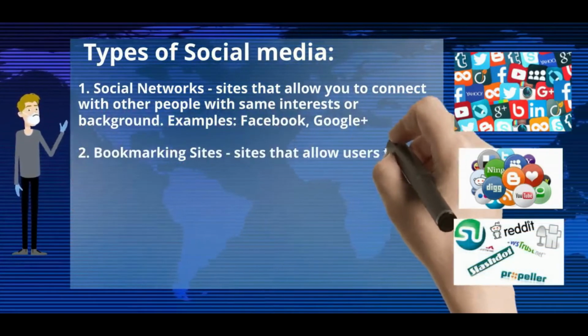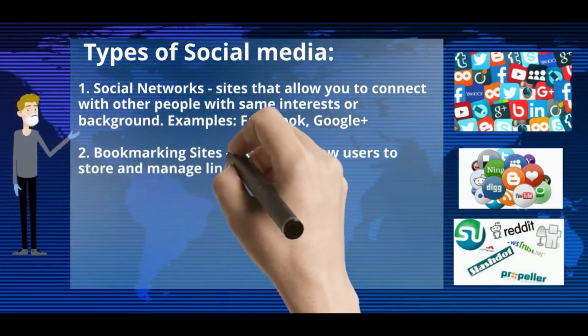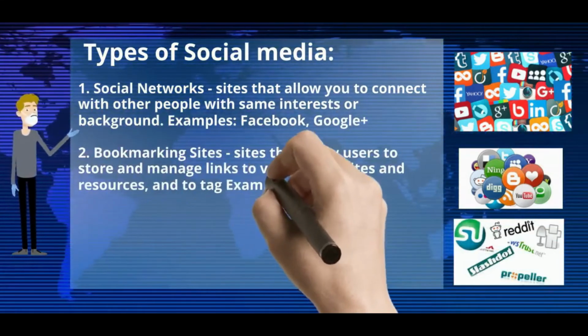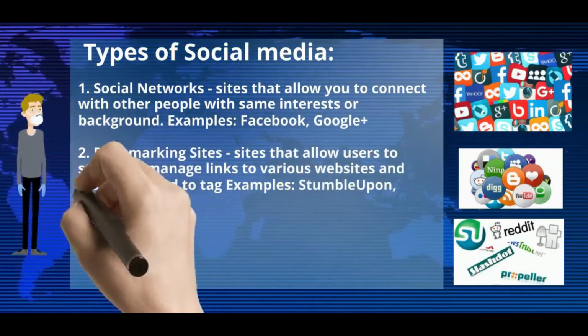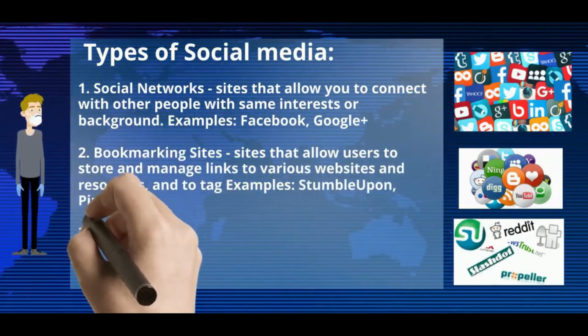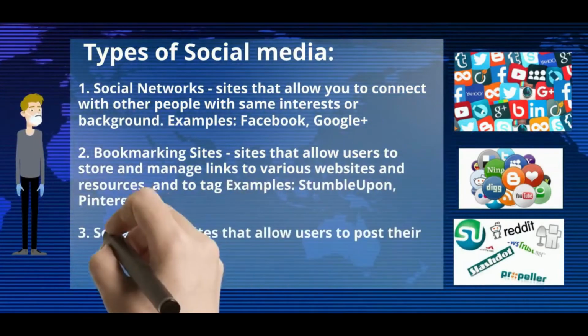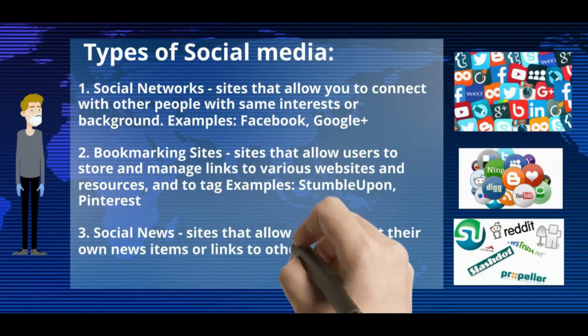Bookmarking sites. Sites that allow users to store and manage links to various websites and resources and to tag. Example, StumbleUpon, Pinterest. Social news. Sites that allow users to post their own news items or links to other news sources. Example, Reddit, Digg.